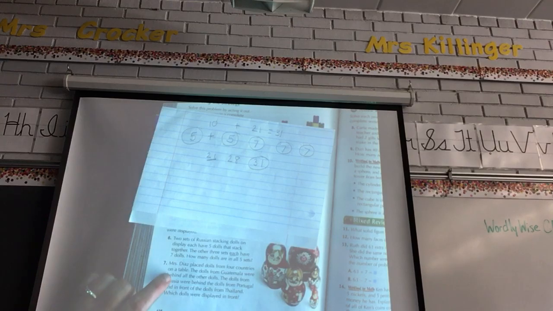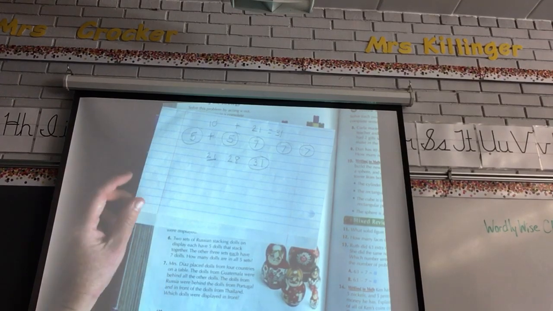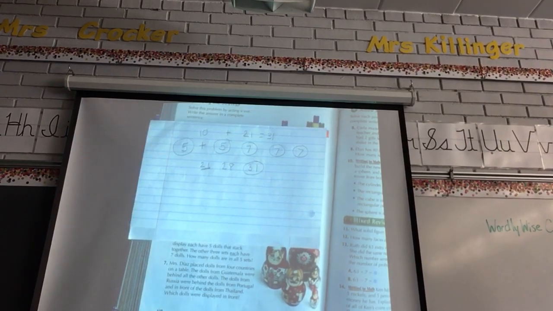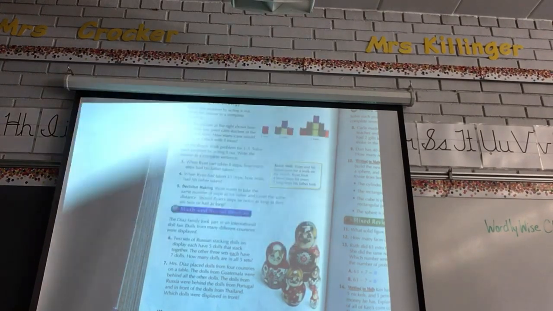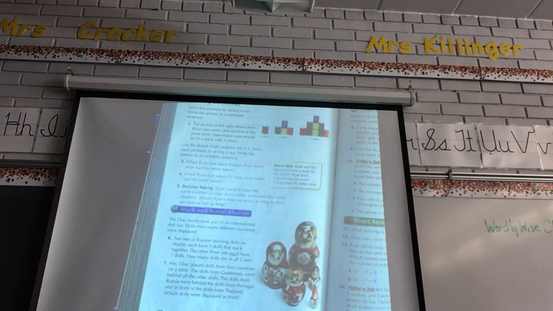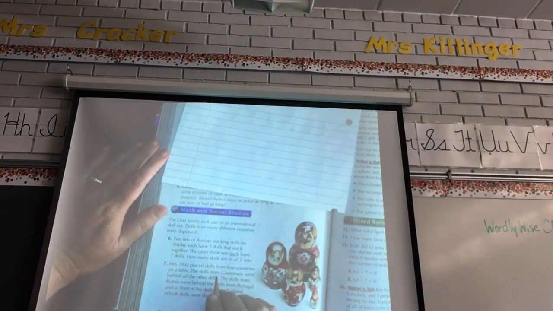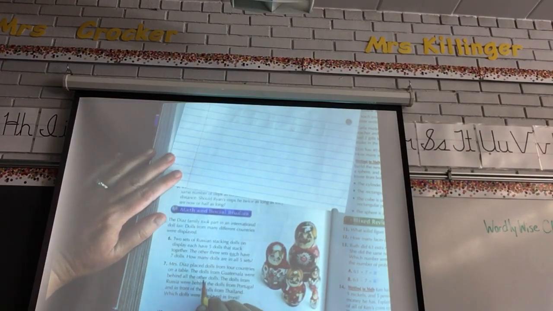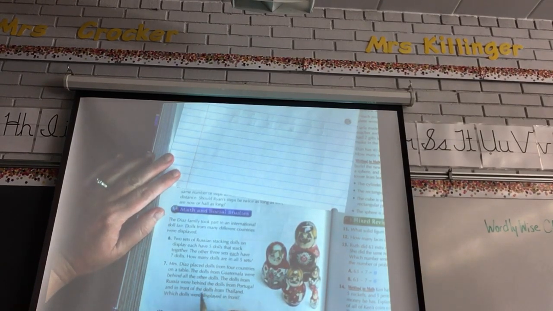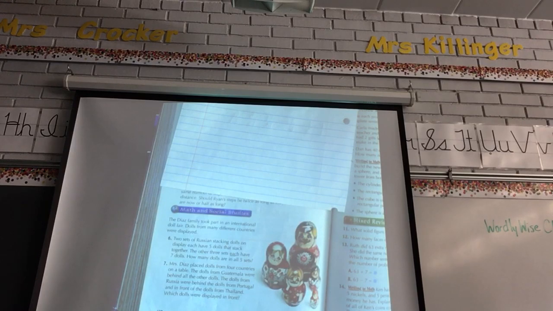All right. Mrs. Diaz placed dolls from 4 countries on a table. Oh my goodness. What we got here? The dolls were from Guatemala. That is in South America. Oh my goodness, she put the dolls from Guatemala. They were behind all the other dolls. The dolls from Russia were behind the dolls from Portugal, and in front of the dolls from Thailand. Which dolls were displayed in front?